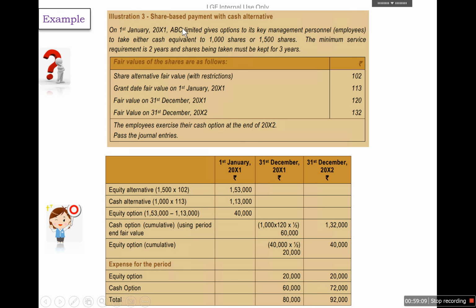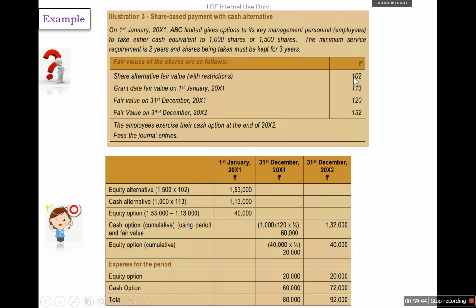So next is share based payment with cash alternative. So this we have recently discussed. On January X1, ABC Limited gives option to its key employee to take either cash 1,000 or 1,500 equity shares. So minimum services requirement is 2 years, and shares being taken must be kept for 3 years. So vesting requirement is only for two years. Share alternative fair value with restriction is 102.